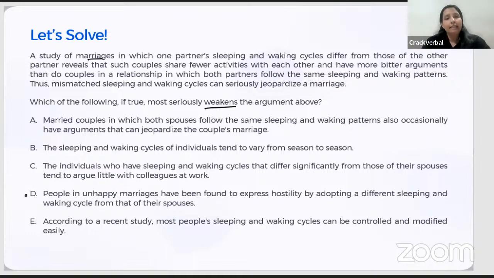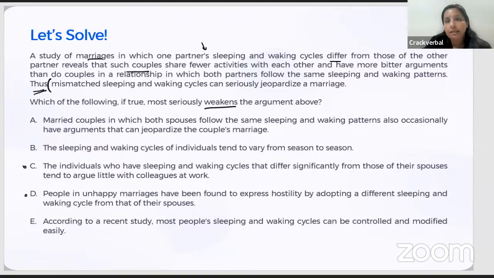Okay? So they're saying that, hey, look, if you have, okay, C and D, let's check. If there's a relationship happening and the partners don't sleep and wake up at the same time, if their sleeping and waking cycles differ from those of the other partners, reveals that such couples, that means the couples who sleep and wake at different times, share fewer activities with each other and have more bitter arguments than do couples in a relationship in which both partners follow the same cycles. Okay, thus. So these kind of keywords tell you the conclusion is right there.